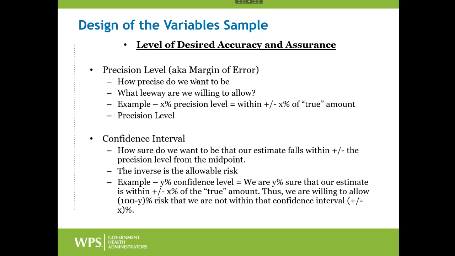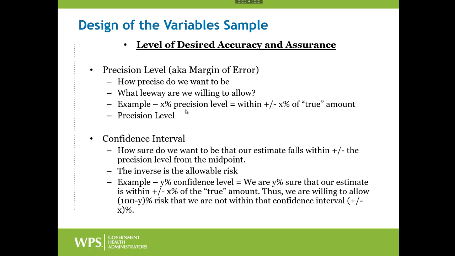Now, this is all statistical sampling. It's all used in many different fields. It's not just Medicare audit by any means. But with precision level, the goal is to identify how precise the auditor needs to be. Again, these are all pre-established in many cases. So how precise do they need to be? What leeway are they willing to allow? And the idea here is that if there's an X% precision level, then the adjusted amount is going to fall within plus or minus X% of the true amount. Again, quote unquote true. That's the precision level.